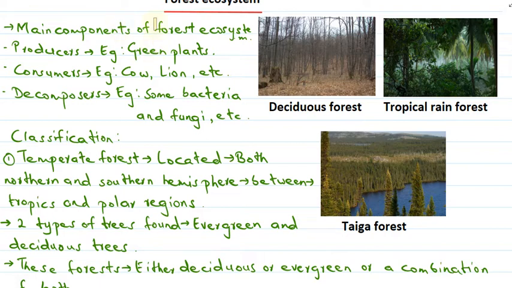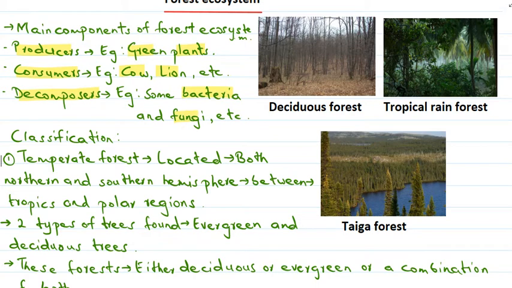Now the main components of forest ecosystem are the producers, consumers, and decomposers. So producers are those organisms that can produce their own food, like the green plants. Then consumers are those organisms that directly or indirectly depend on plants for their food, for example cow, lion, etc. Then decomposers are those organisms that are responsible for the decomposition of dead and decaying matter, for example some bacteria, fungi, etc.